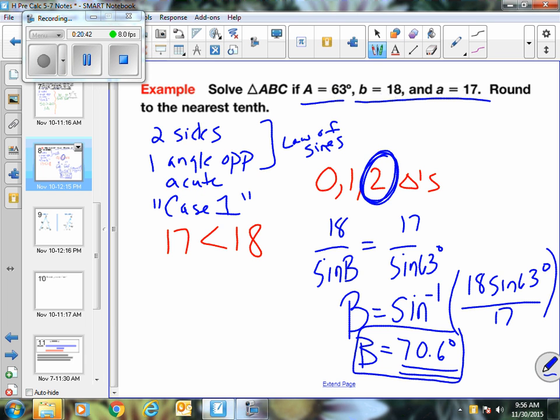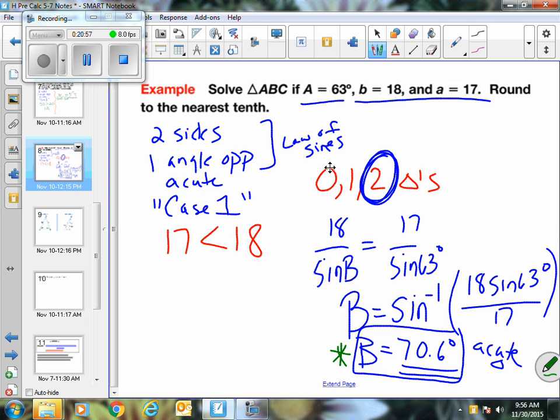Now, where does the second set of solutions come from? Well, this first set would be the acute triangle. That's what that would generate. The acute triangle solutions, we would need to find the obtuse triangle solutions, and it comes from finding the supplement of this angle right here, the 70.6.